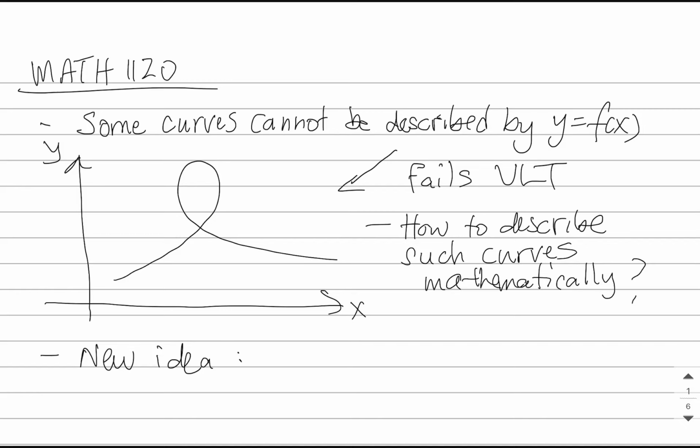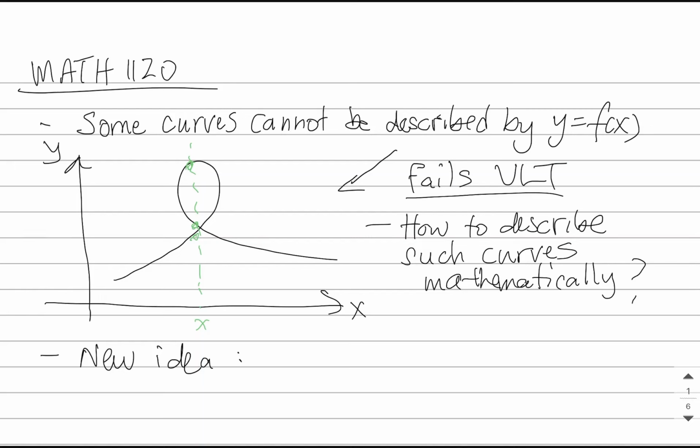Now the reason it can't be described by y equals f of x is that it fails the vertical line test. If you were to draw a vertical line, a function cannot have more than one output for a given input. And you see that if I draw a vertical line, it corresponds to an x value, and in a loop like this, there are several y values that come up.